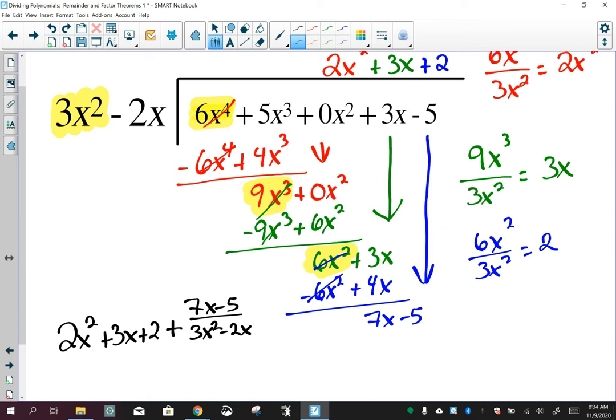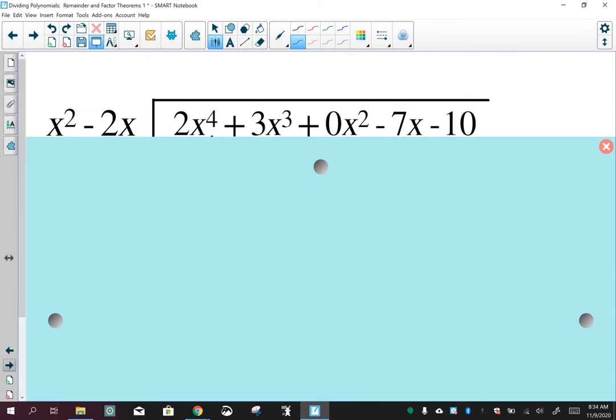So let's try one more. I've got this one set up and ready to go for you. All I need you to do is go through and divide. Show me how that remainder goes over the divisor at the very end if there is one. So go ahead and hit your pause button now.